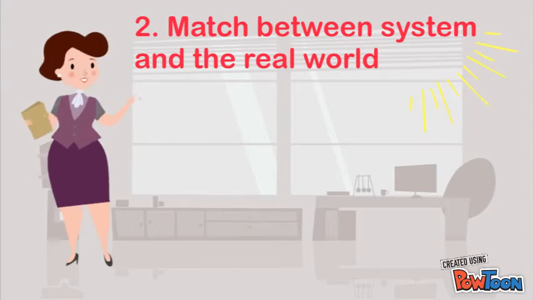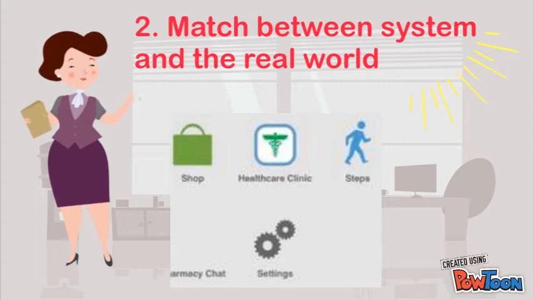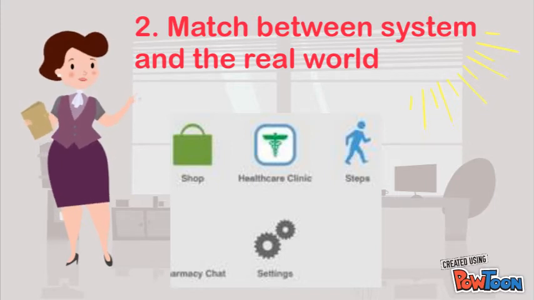Match between the system and the real world. The system should speak the user's language, with words, phrases, and concepts familiar to the user, rather than system-oriented terms. Follow real-world conventions, making information appear in a natural and logical order.